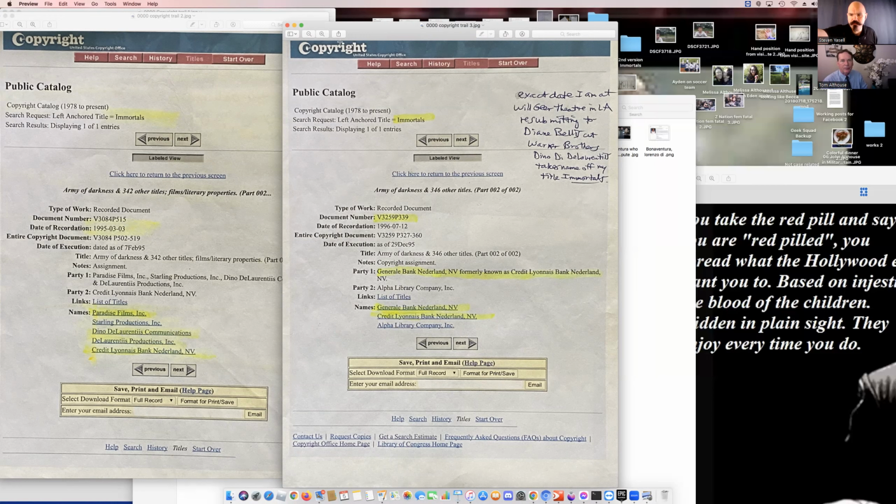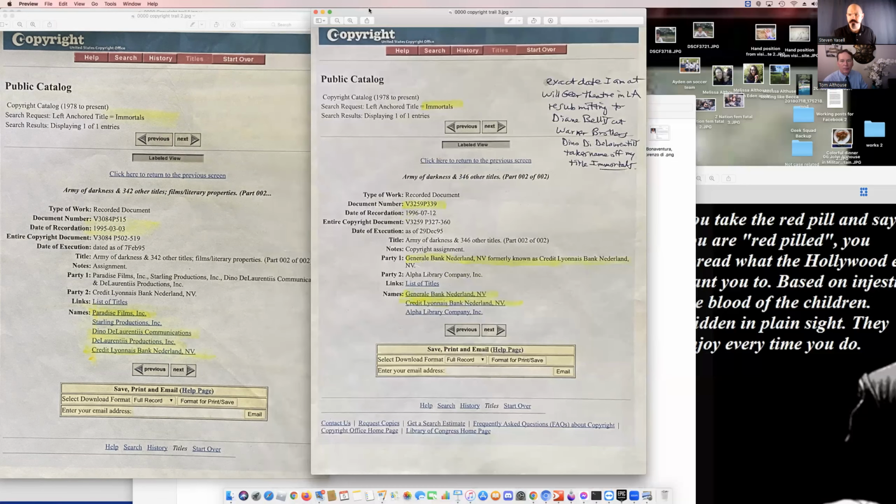I know we go a few rows down here. It says date of execution, December 29th of 95, and then date of recordation is a few up, that's in the summer in July of 96. Date of execution is what they claim. They claim that it was done. And when it enters the Copyright Office, that's the date of recordation, when the Copyright Office enters it. They enter it when they get it.